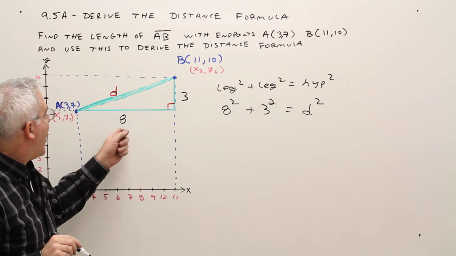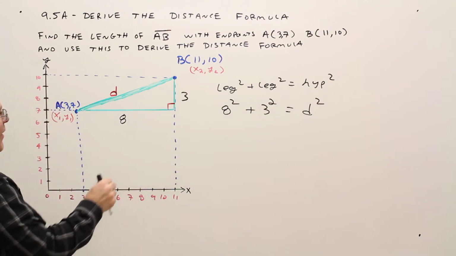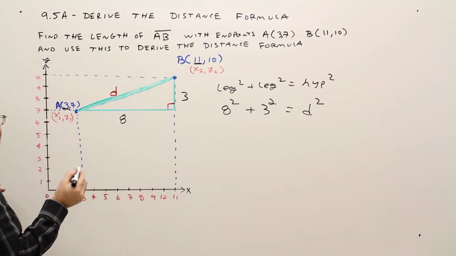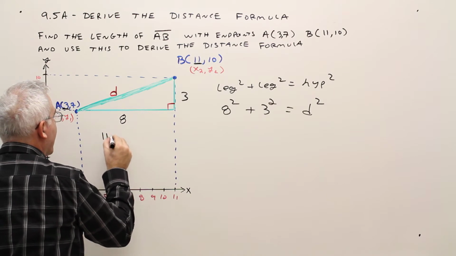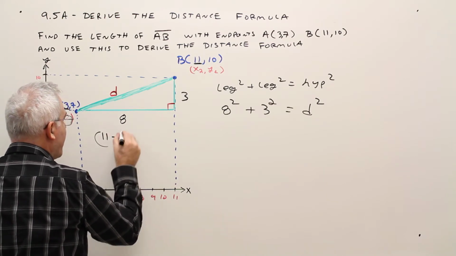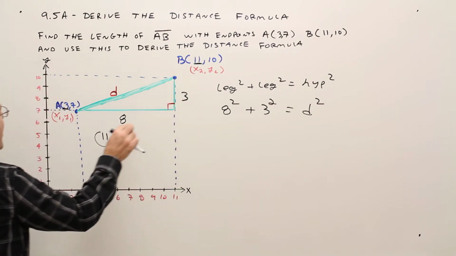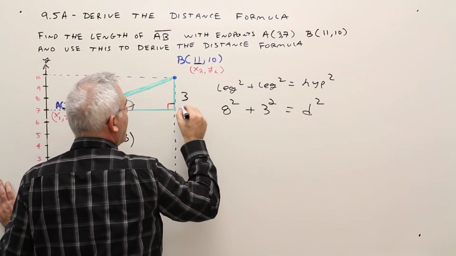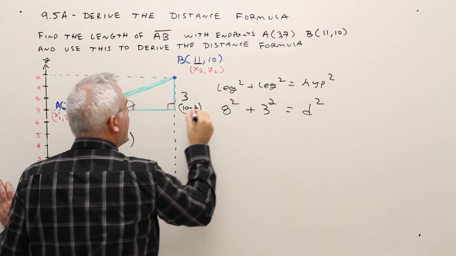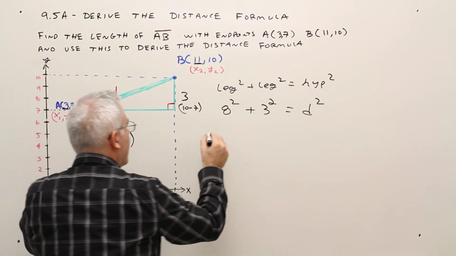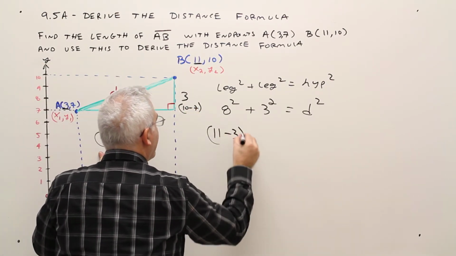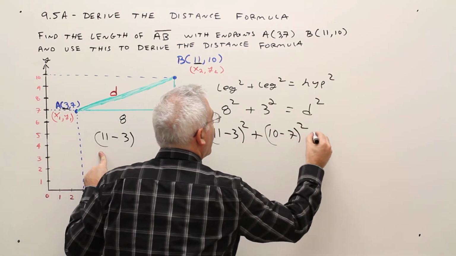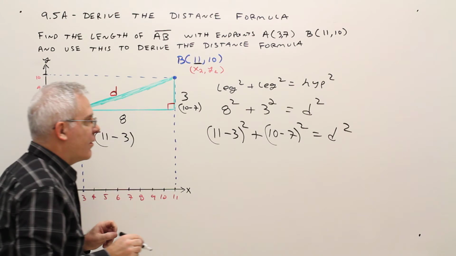Now, how did I really get that 8? What I did is I took that x coordinate and subtracted it from that x coordinate. So what I really did was 11 minus 3 here. And for that 3, what I really did is 10 minus 7. So let me write it that way now: (11 minus 3) squared plus (10 minus 7) squared equals d squared.